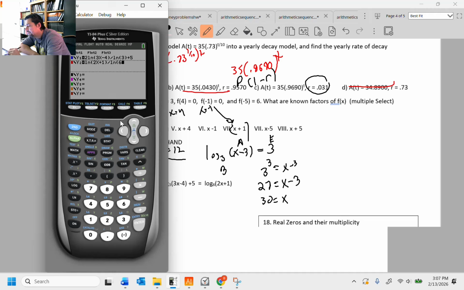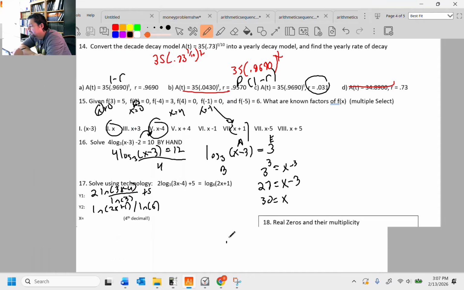Zoom 6, because that's what I've told you to do 1,000 times. But what do I know? Here's what the graph looks like. I'm going to hit second trace. I'm going to hit 5. I'm going to press the right button until my cursor shows up. And then I'm going to press enter, enter, enter. And then I'm going to write down the answer, 1.3653.